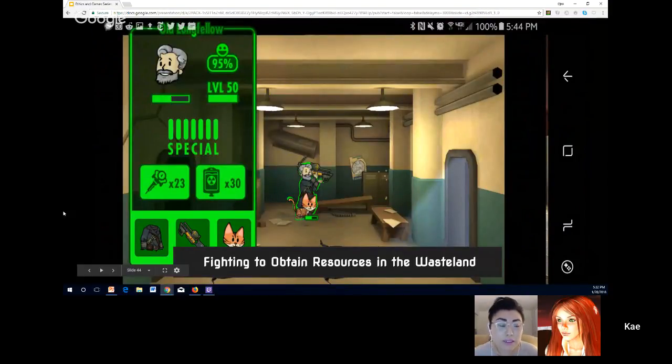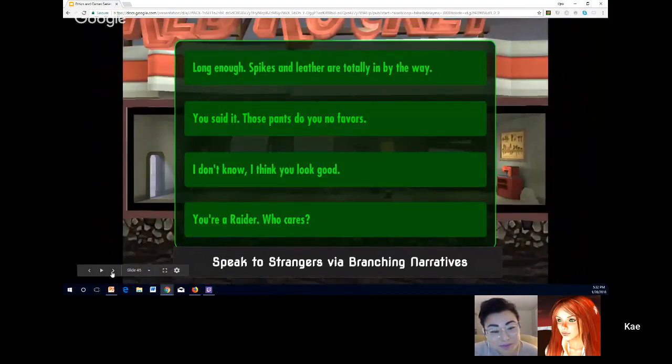Okay, so here's an example of what you do to the dweller. The dweller's out there in the wasteland, and he's trying to fight to obtain resources. That's actually how he does that. So you put them there, he's fighting with his cat, whatever the cat does. Next. Okay, you can also speak to strangers in the wasteland using this branching narrative. Some of the dialogue does lead you to certain actions, but they're just there for fun, really. They tell you what's happening and they reveal the cultural attitude of the people of that time. Next.